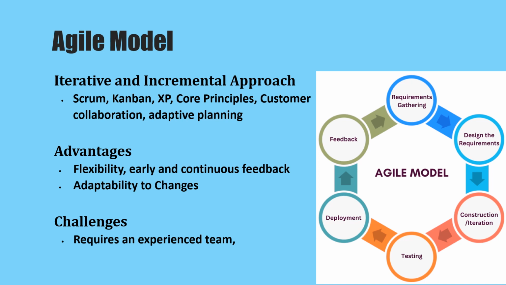And challenges: require an experienced team and may lack predictability in long-term planning. So the first one requires a highly skilled and experienced team to effectively implement and maintain agile practices. Team members must be self-organized, cross-functional, and able to collaborate effectively. And the last one, the lack of predictability in long-term planning. Agile focuses on delivering value incrementally and responding to change quickly, which may result in a lack of predictability in long-term planning and scheduling. Projects may be more challenging to estimate and manage over a longer time frame.